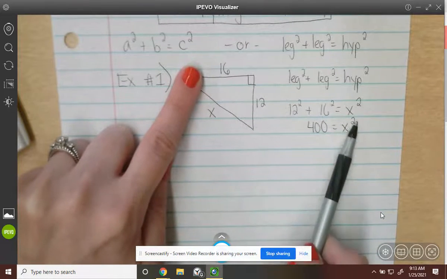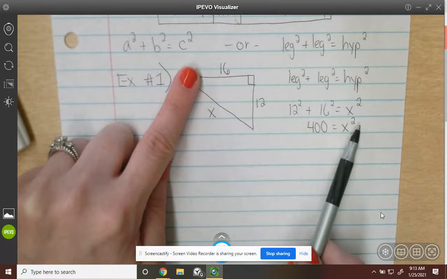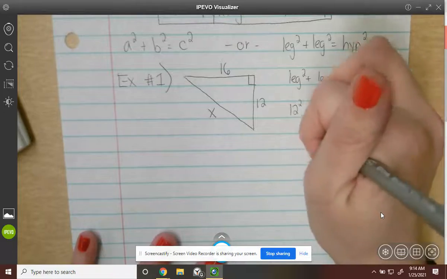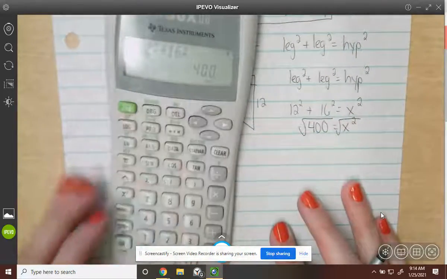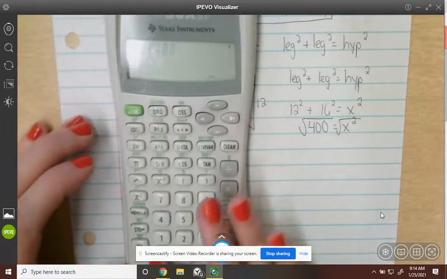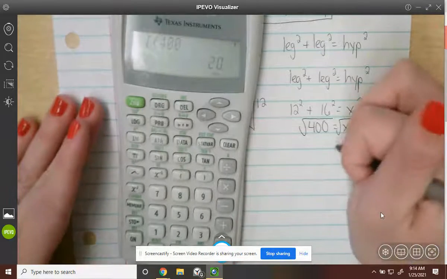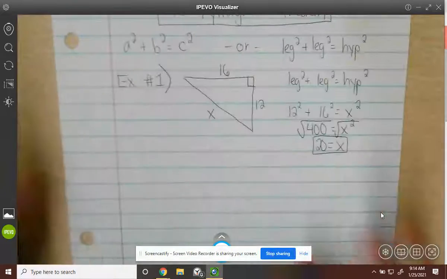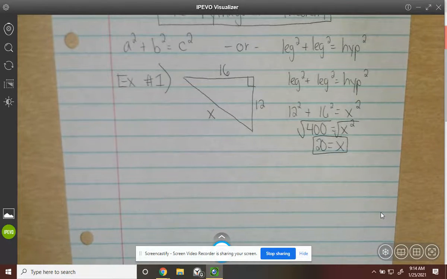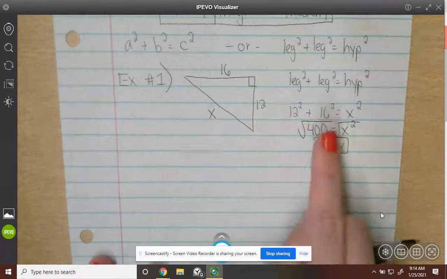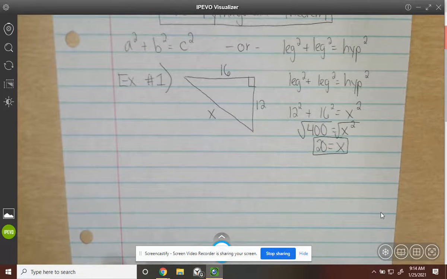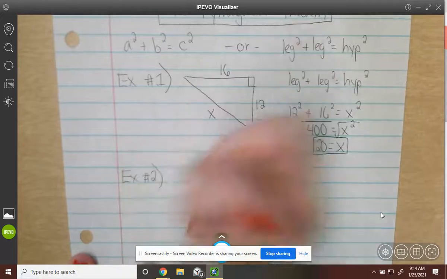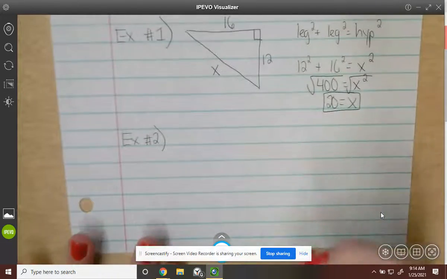So x is being squared. It's not just x. How do I undo a squared? I square root. So now you're going to find the square root of 400, and you get 20. So the length of missing side x is 20. So you add, then square root. That's it. Let's do another one.